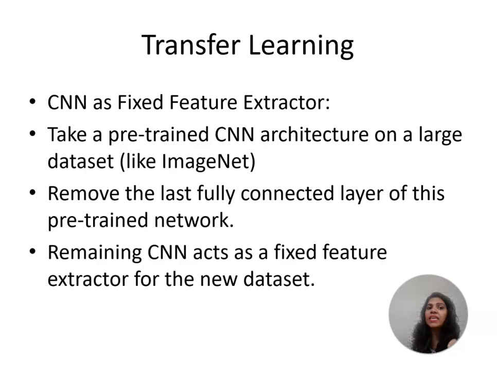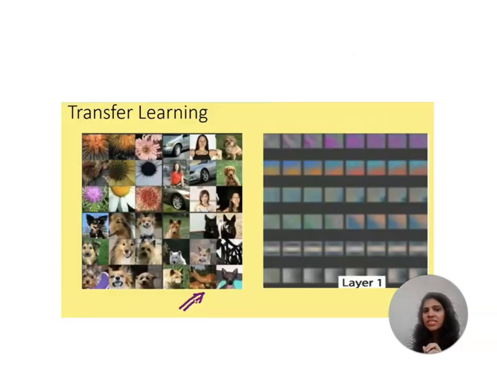I have already told this. Take a pre-trained CNN architecture trained on a large data set. Remove the last fully connected layer of this pre-trained network, and this fully connected layer we are going to train for the new data set. So this is transfer learning.